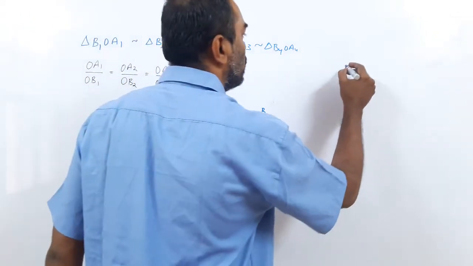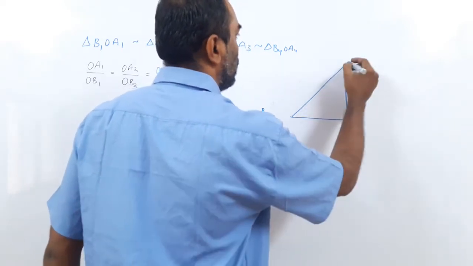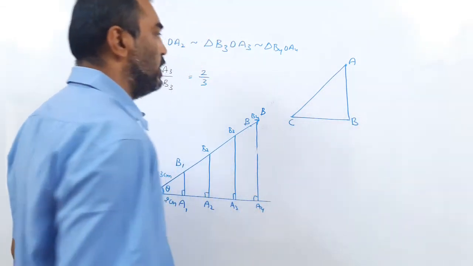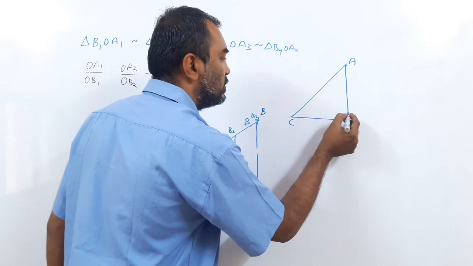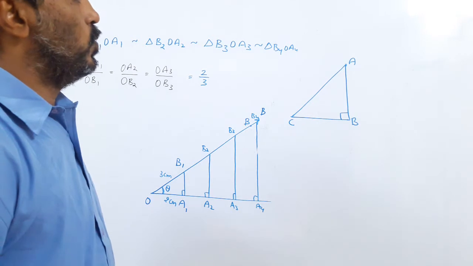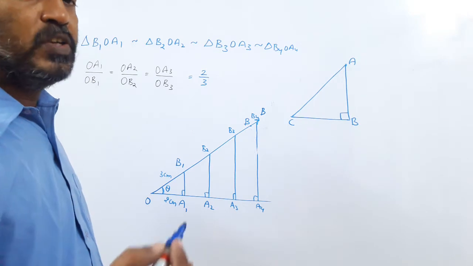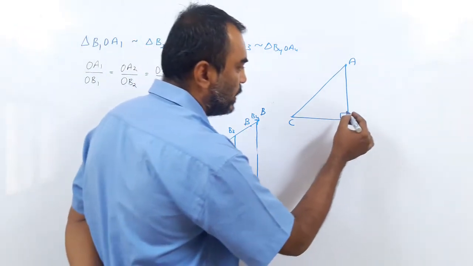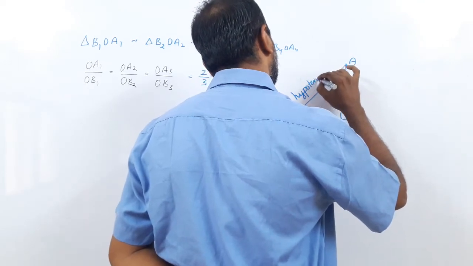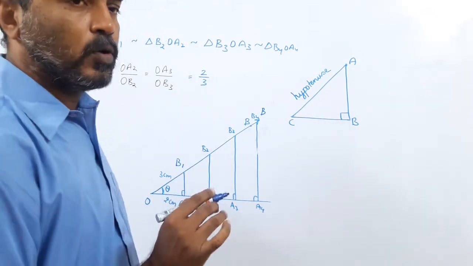So let me draw a triangle. Let me call this triangle ABC. Here B is 90 degrees, so I've got a right angle triangle of this sort. Now, first I will tell you how to name the sides. Why I am naming the sides, you will see very shortly. The side opposite to the right angle is called the hypotenuse. The side opposite to the right angle is called the hypotenuse, fixed.